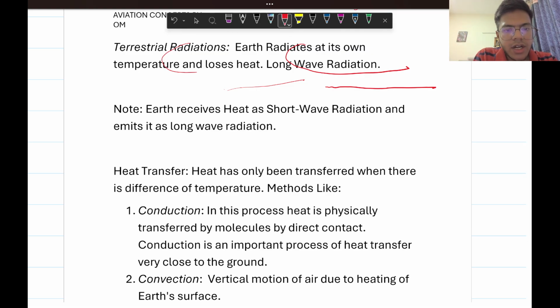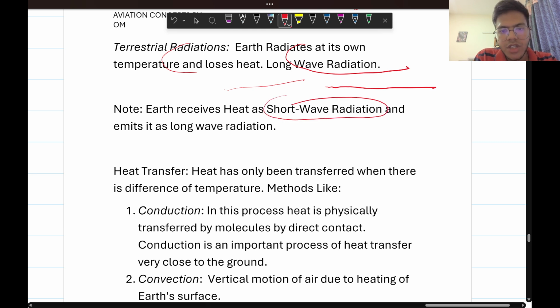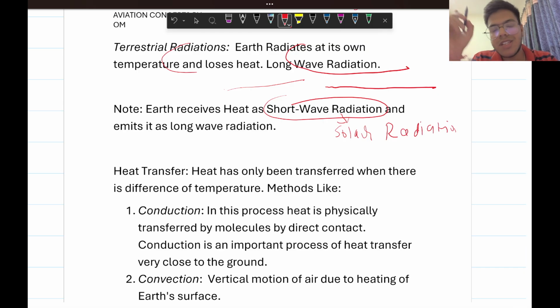Now we know that earth receives heat as short wave radiations. What are these short wave radiations? Short wave radiations are solar radiations which are directly coming from the sun, and the earth emits as long wave radiation. What is this long wave radiation? Long wave radiation is your earth radiation.